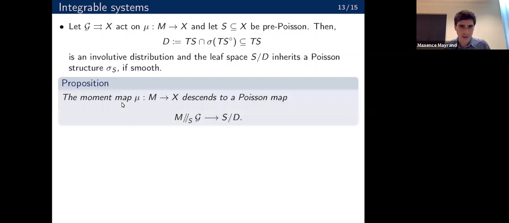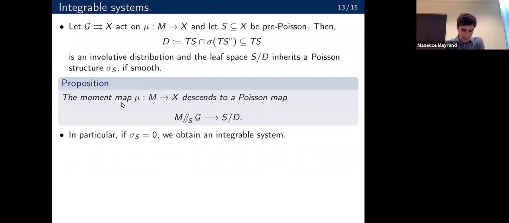And once you get this notion of symplectic reduction along some manifold, it's not difficult to see that the moment map now descends to a Poisson map from the symplectic manifold to this Poisson manifold. So in other words, you can view that as a symplectic realization, a Poisson map from a symplectic manifold to a Poisson manifold. And in particular, if sigma_S happens to be 0, we obtain an integrable system in a very loose sense. I mean, the dimension might not be twice the dimension of the base space, but you can play with examples so that you get this.